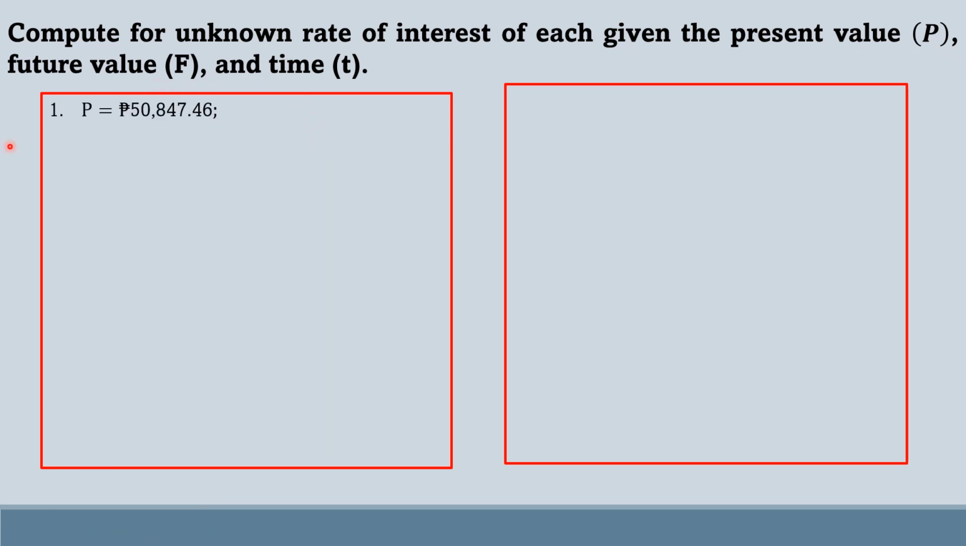Alright? So with our given principal amount, 50,847.46 pesos, the future amount or the future value, 60,000 pesos, and the length of time is 2 years. Okay? So ano po ang ating unang gagawin? So, ang una po natin gagawin is we will solve for the interest. Paano po ba yon? Interest is equal to the final amount minus the present value.